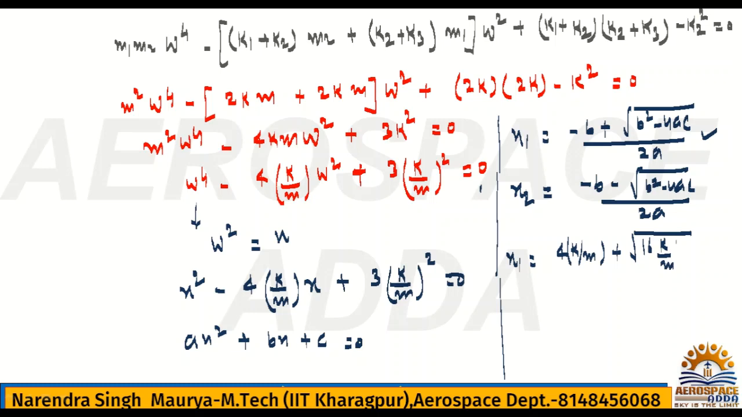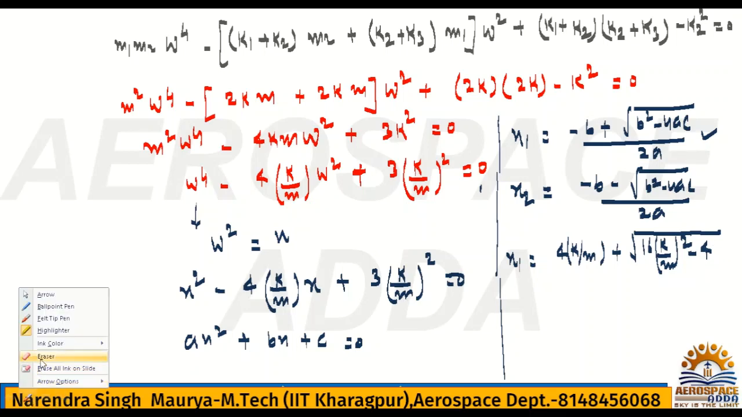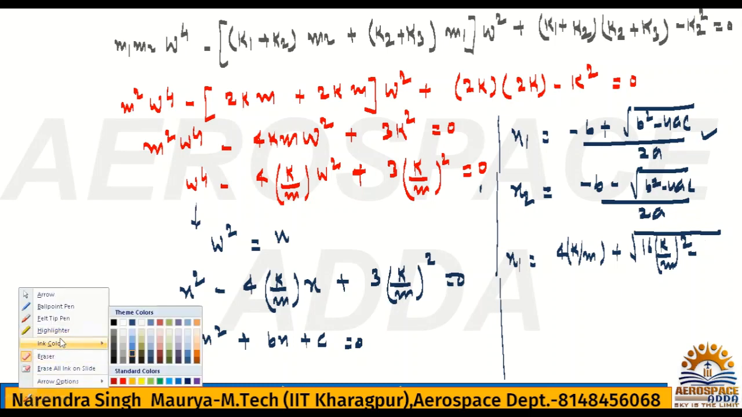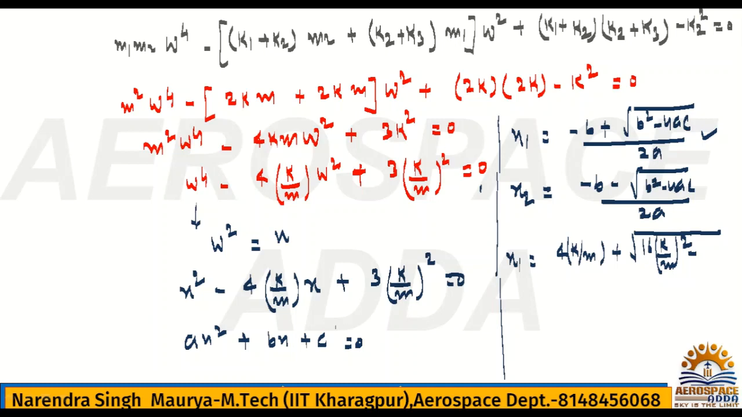16k by m square minus 4a. What is a? A is 1. C is nothing but 3k by m. So this 4 into 3, it becomes 12. Better I will write directly 12. What is the c? It's 3k by m. So 4 into 3, 12 k by m square, in root, complete root, divided by 2.